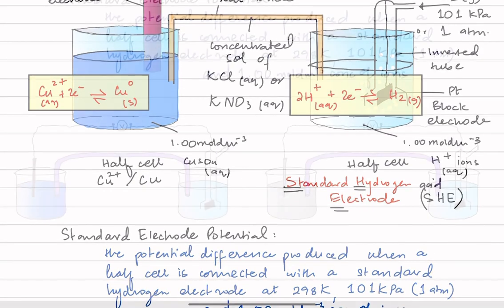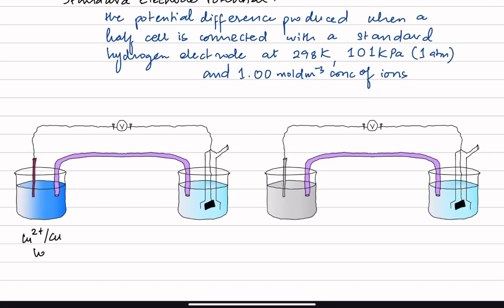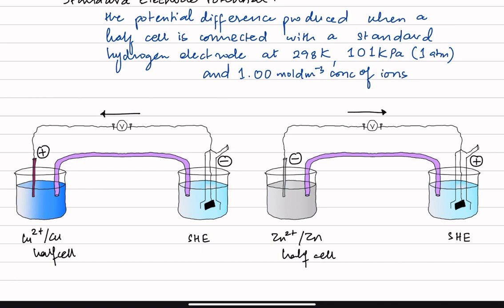So in order to understand how electrode potentials work, I want you to imagine two different electrochemical cells. There is an electrochemical cell on the left hand side where a copper half cell is connected with SHE, and there's an electrochemical cell on the right hand side where a zinc half cell is connected with SHE. On the left, you can see that the copper electrode becomes the positive terminal while the platinum becomes the negative terminal. But on the other electrochemical cell, zinc becomes the negative terminal and platinum becomes positive. This shows the direction of electrons' movement.